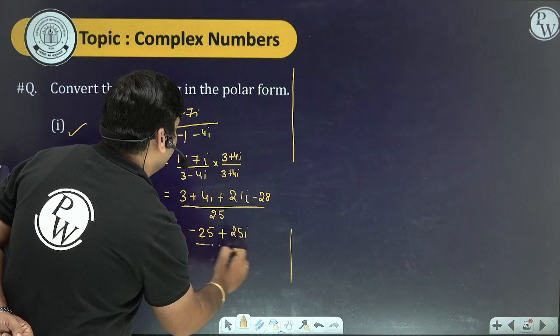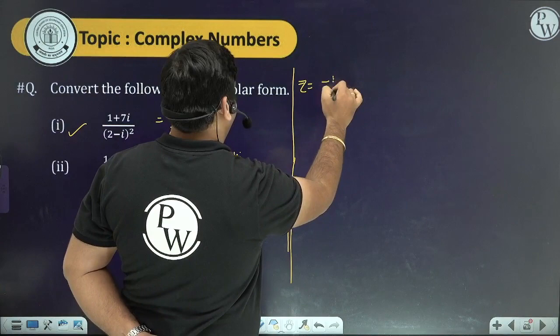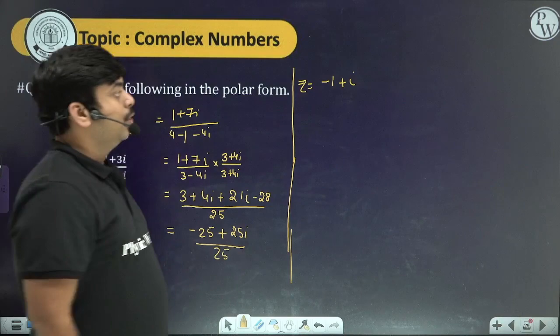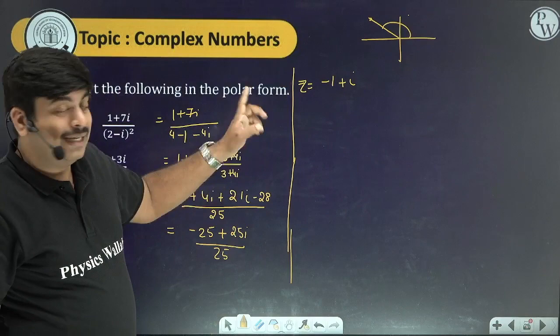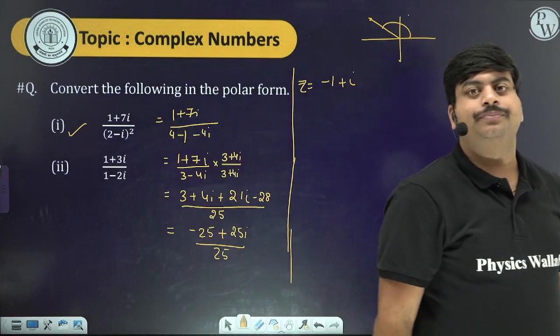So if you cancel out 25, we'll get z is equal to minus 1 plus i. I'm leaving that for you. Minus 1 plus i. So you know, minus comma plus will be the second quadrant. We have already done the same thing where the angle is pi by 4, but pi minus pi by 4 is 3 pi by 4. We have already done the same value before. So try to recall that and do it. Clear, people?